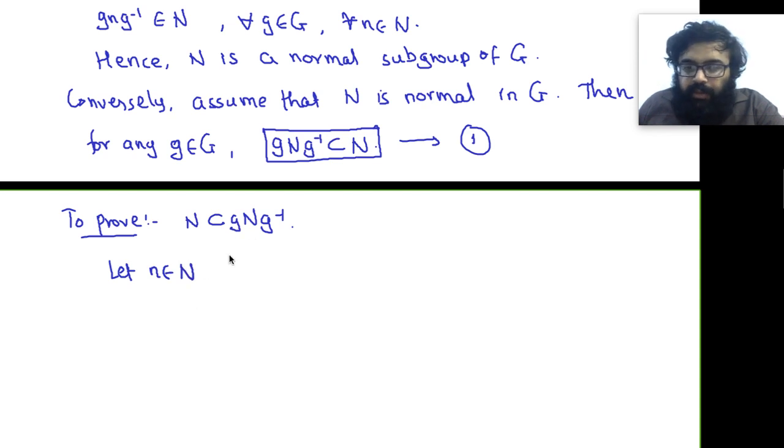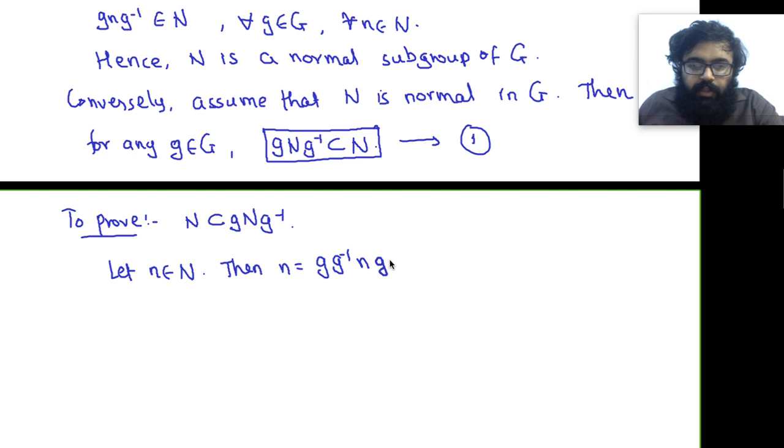Then we have to show that N belongs to gNg inverse. So we want N to be written in this form. How do we write it in this form? Some hidden information is there which we have to write in such a way. Then we can write N equals g, g inverse, N.